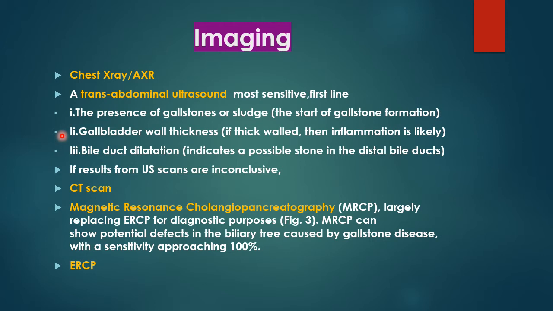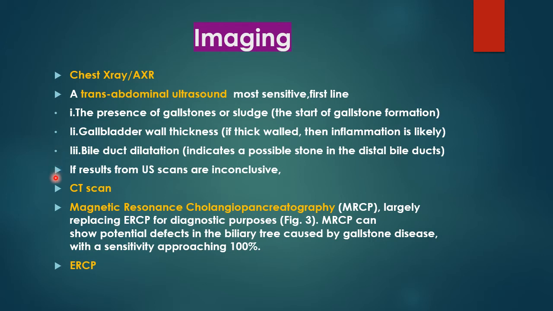gallbladder wall thickening. Normally the gallbladder wall should be less than 3 millimeters. So anything more than that is considered thickened. And bile duct dilatation, which is an indication of possible stone in the distal bile ducts.